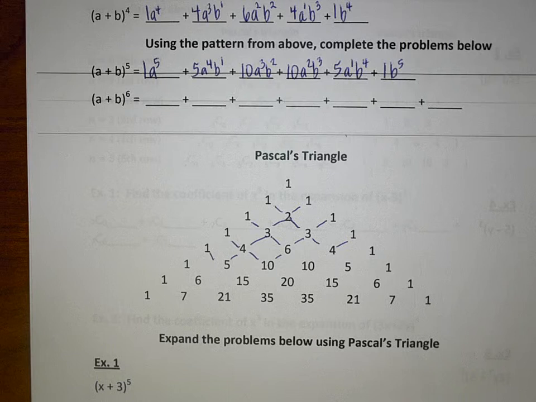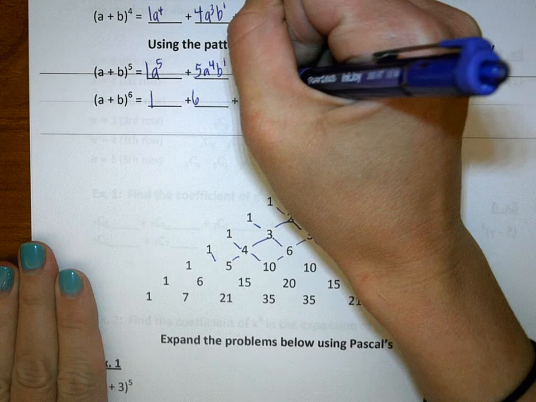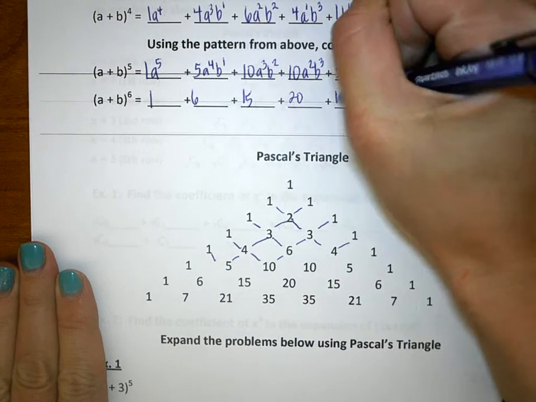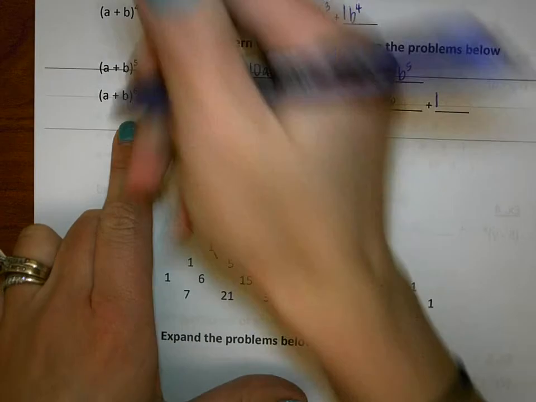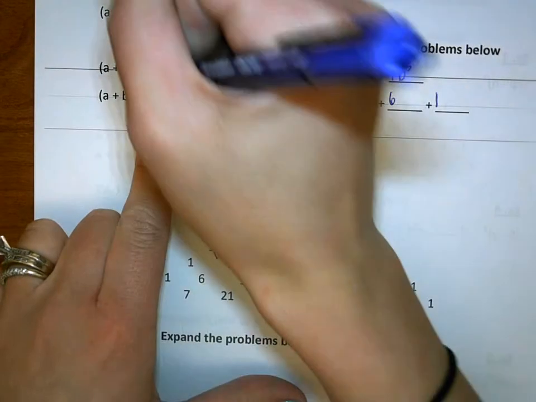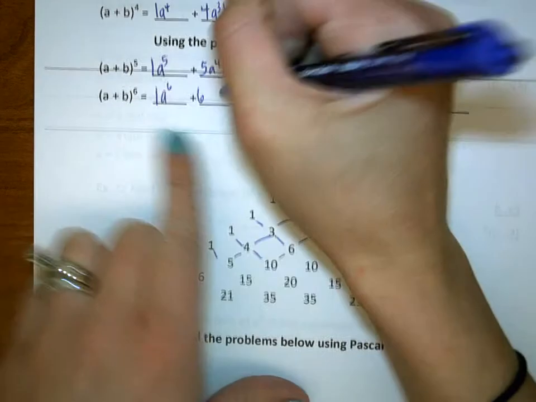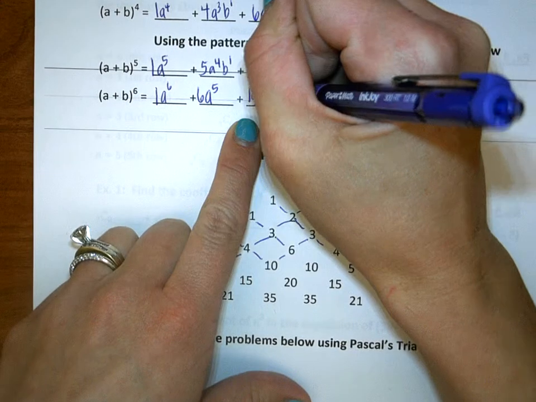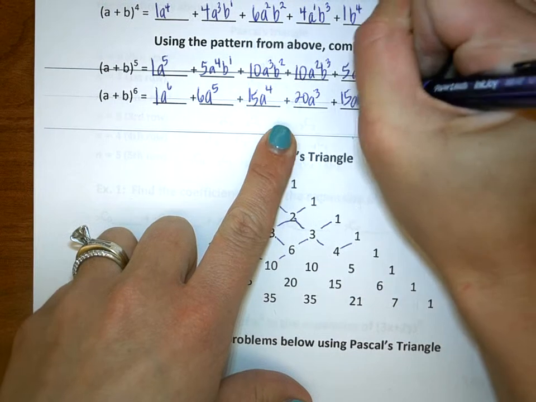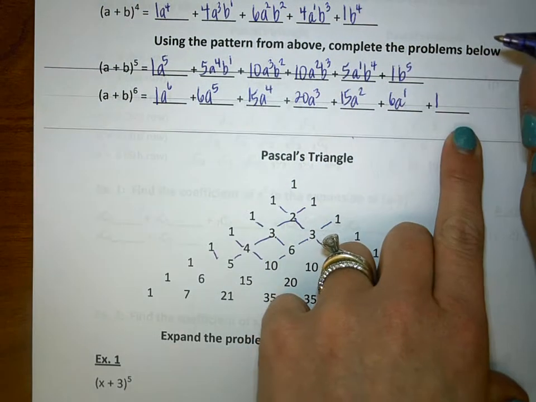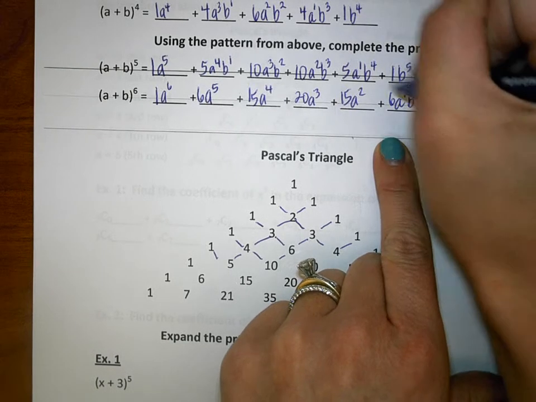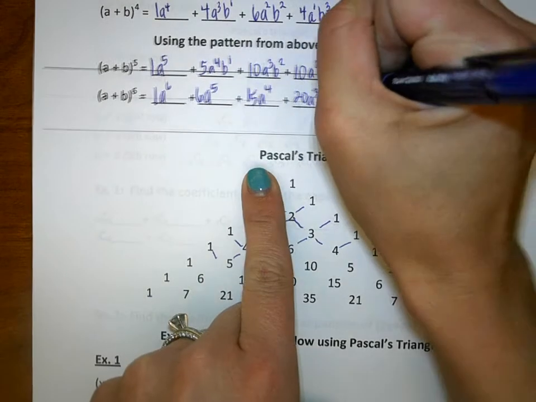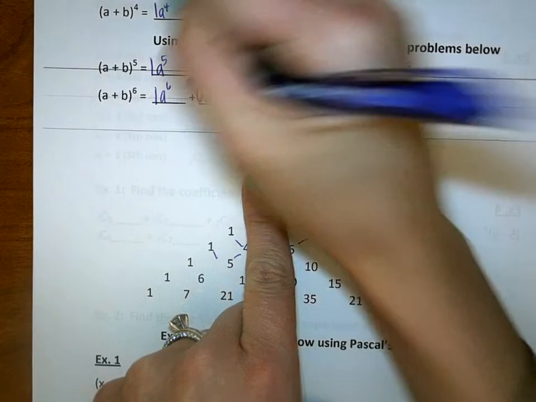Okay, so what were the numbers that you put in the front? What were your coefficients? 1, 6, 15, 20, 15, 6, and 1. Perfect. All right, and then we'd start with A to the 6th. It's not a trick question. And then A to the 5th, A to the 4th, A to the 3rd, A to the 2nd, A to the 1st, A to the 0. And then we have B to the 6th, B to the 5th, B to the 4th, B to the 3rd, B to the 2nd, B to the 1st, B to the 0.